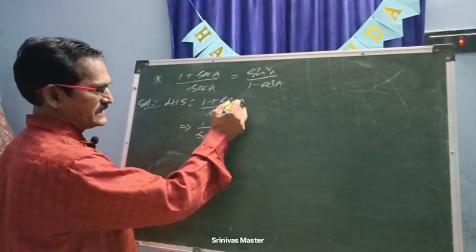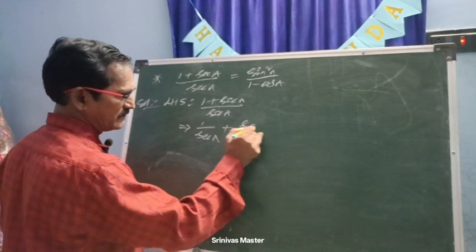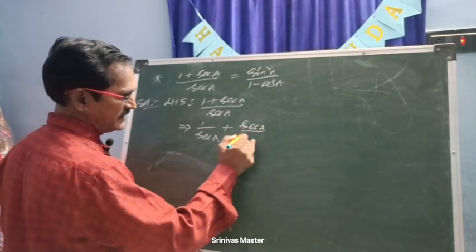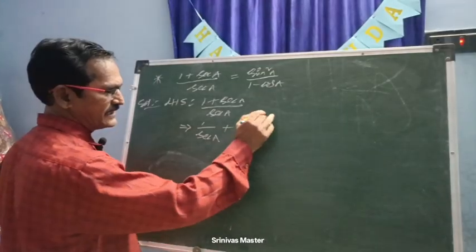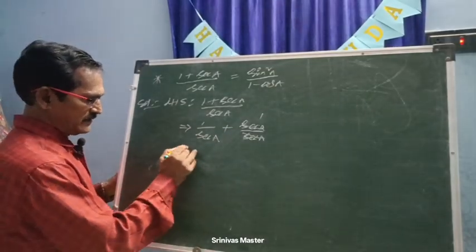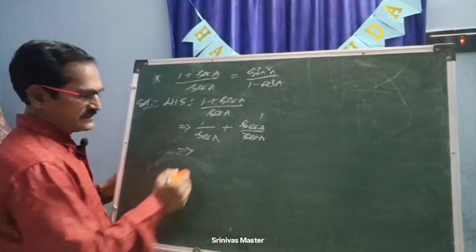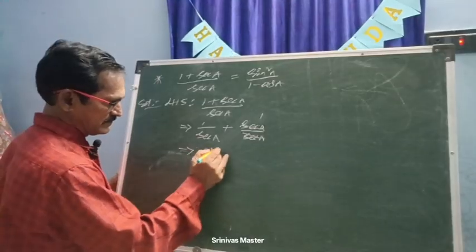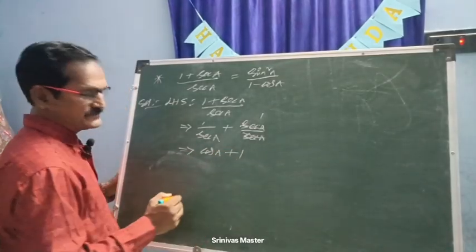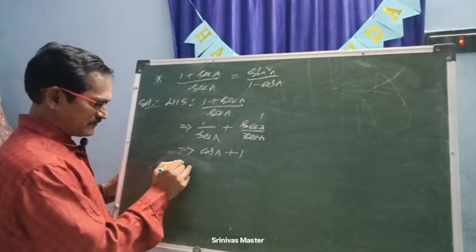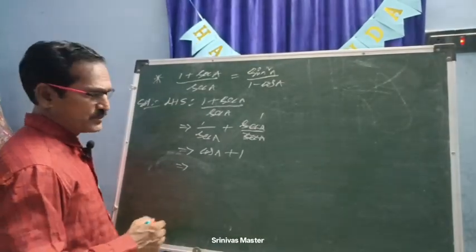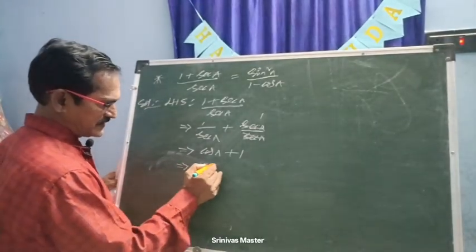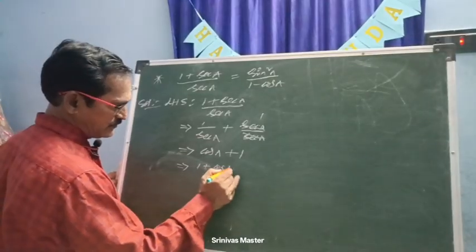Okay, now to get the marks: 1 by sec a plus sec a by sec a. Sec a by sec a, you can cancel one time. 1 by sec a means what? Cos a. Cos a plus 1. Cos a plus 1 you can write like 1 plus cos a. No problem. That means 1 plus cos a. Why did I write this, you know, children?